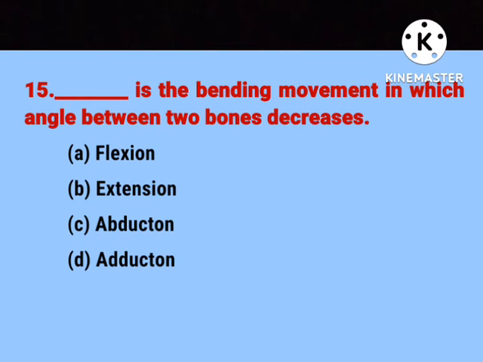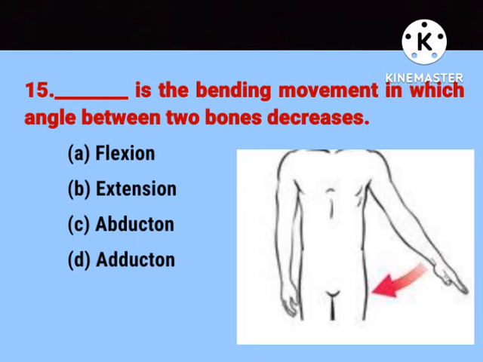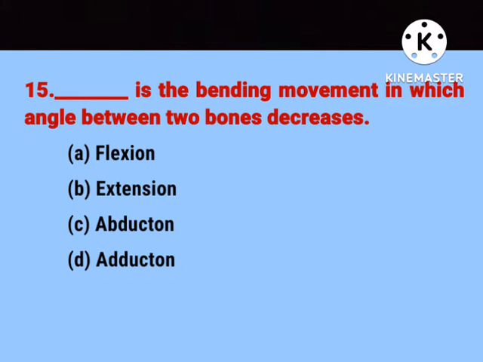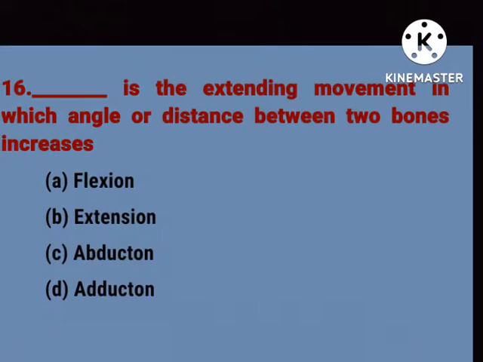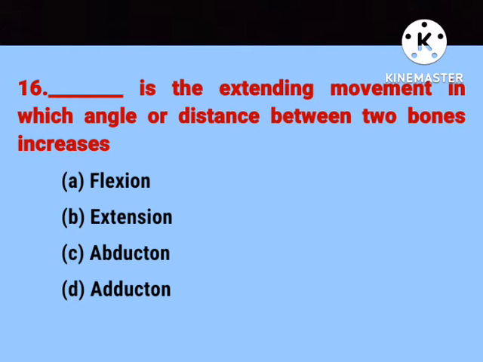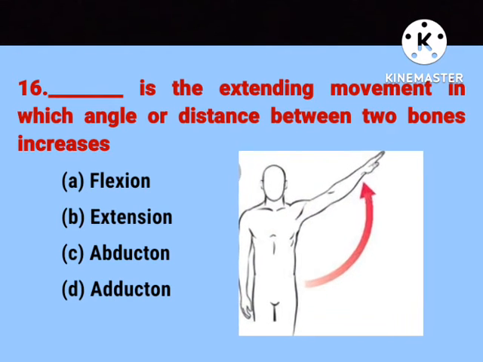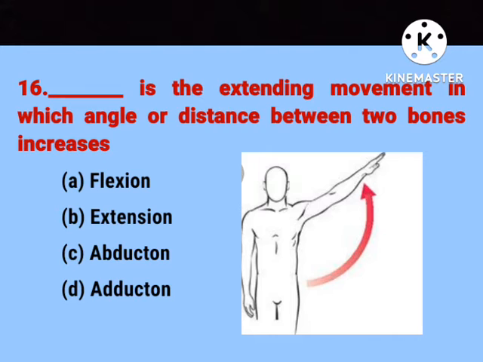Dash is the bending movement in which the angle between two bones decreases: A. Flexion, B. Extension, C. Abduction, D. Adduction. Dash is the extending movement in which the angle or distance between two bones increases: A. Flexion, B. Extension, C. Abduction, D. Adduction.